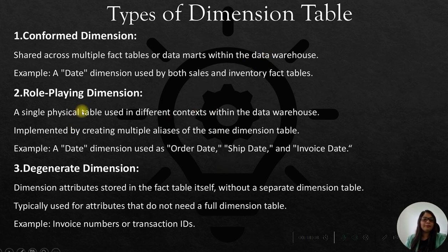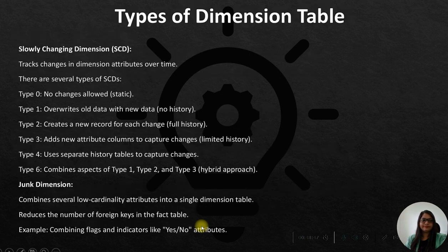Now if we talk about the role-playing dimension, it is a single physical table used in different contexts within the data warehouse. It is implemented by creating multiple views of the same dimension table. Example, a date dimension used as order date, ship date and invoice date. Now in a degenerate dimension, attributes are stored in the fact table itself without a separate dimension table. Typically, it is used for attributes that do not need a full dimension table. For example, invoice number or transaction IDs.